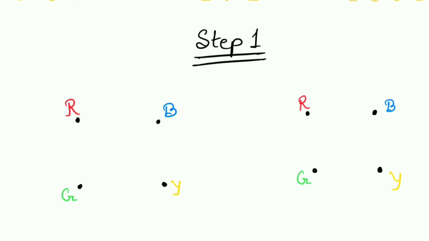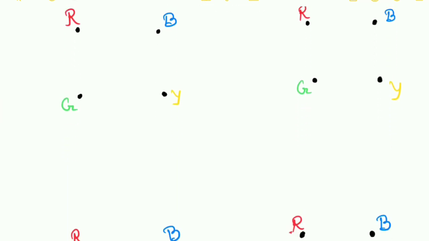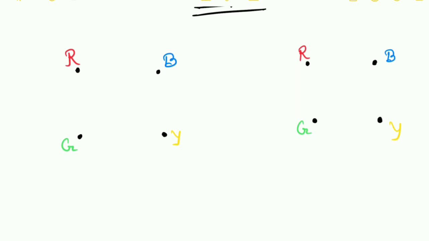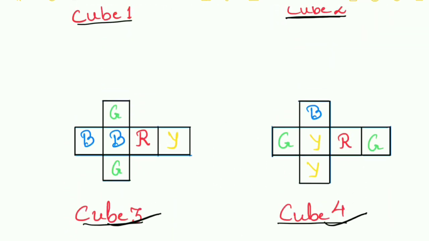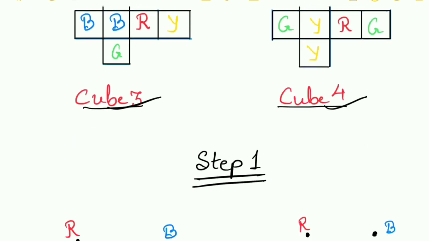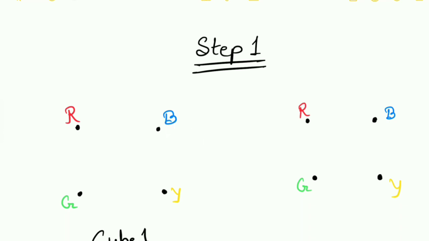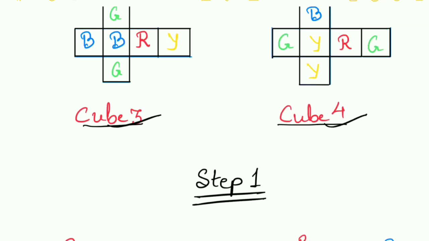So for solving the 4 cube problem, we draw different graphs for each cube. We draw graphs for each cube. Cube 1, cube 2, cube 3, cube 4. So in step 1, we draw graphs for each cube. So how do we draw the graphs? Let us try to know that.